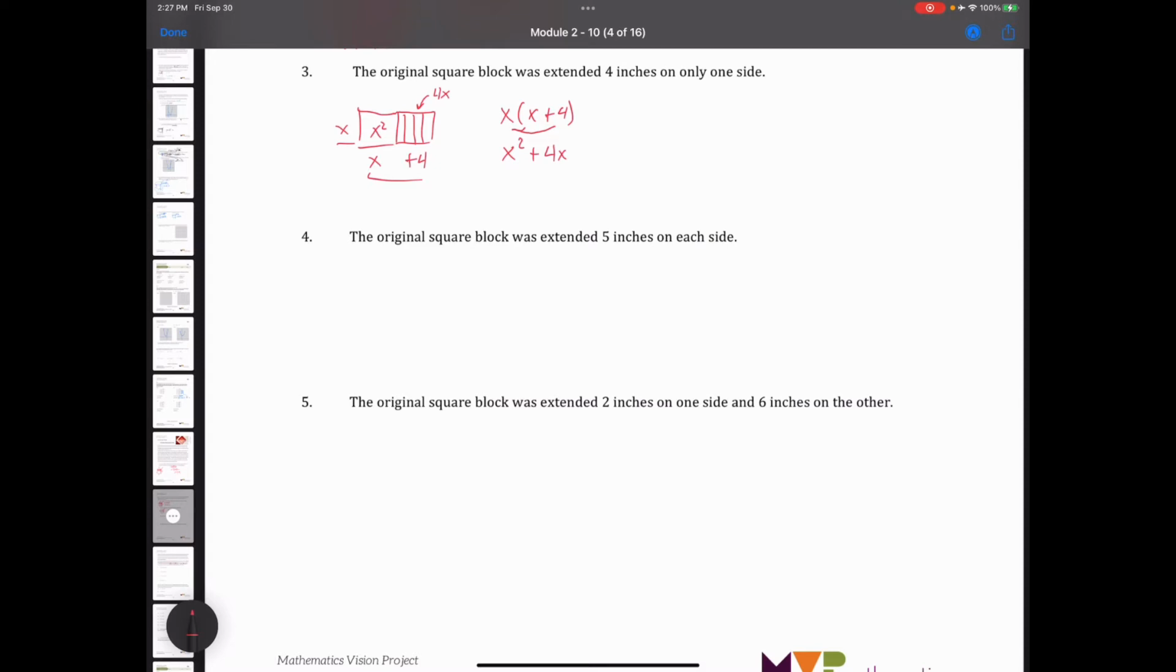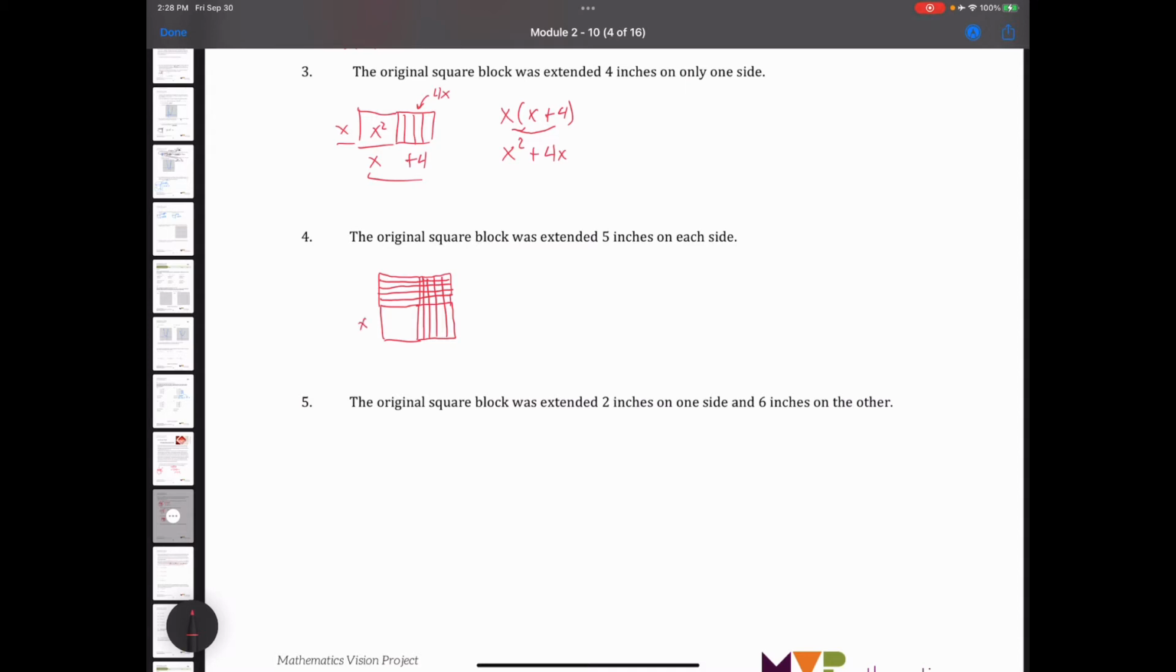All right, number 4, the original square block was extended by 5 inches on each side. So the other one was only extended by 4 on one side, and now we've got 5 on each side. Wow, those all look like x squares. Tricky. They are not, though, because they are 5 individual blocks, and I'm going to go ahead and draw these all in. 1, 2, 3, 4, 5. 4 lines, 5 squares, or rectangles. 1, 2, 3, 4, 5. Again, 4 lines, but 5 rectangles.